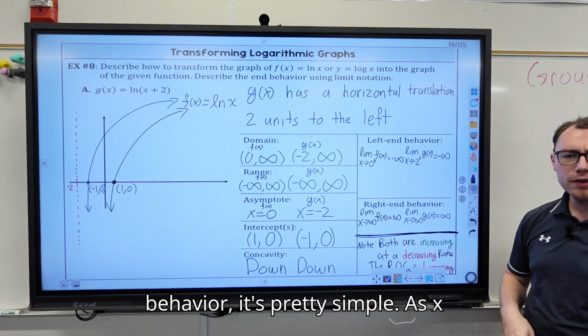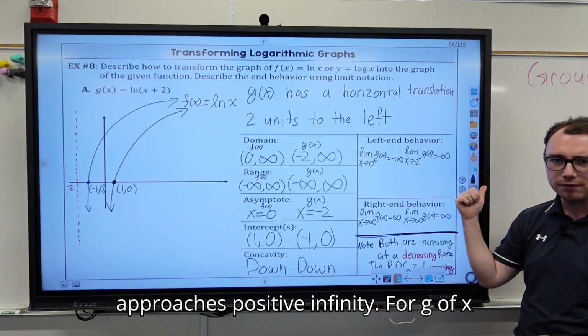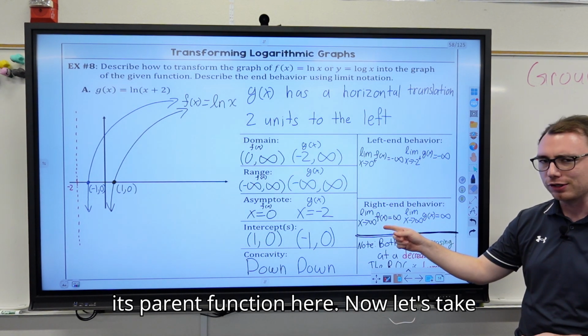For our right end behavior, it's pretty simple. As x approaches positive infinity, f of x approaches positive infinity. For g of x, it's that same limit notation as its parent function.